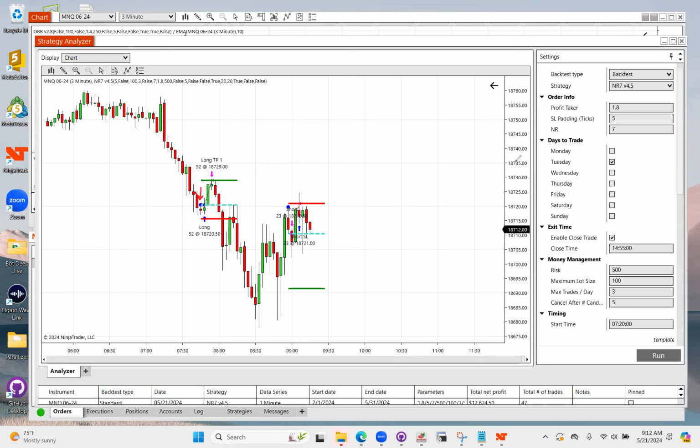Well, what we do on the right is we specify the start time. So 7:20 start time, meaning somewhere right over here is where we're going to start looking for the narrow range. And the system will essentially evaluate every single candle. Is this the narrowest? Is this the narrowest? Is this the narrowest? The narrowest representing the high and the low.